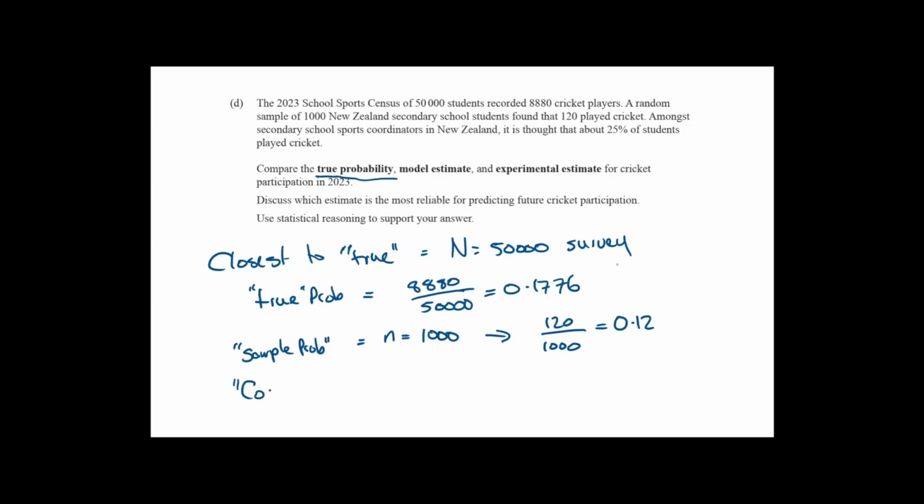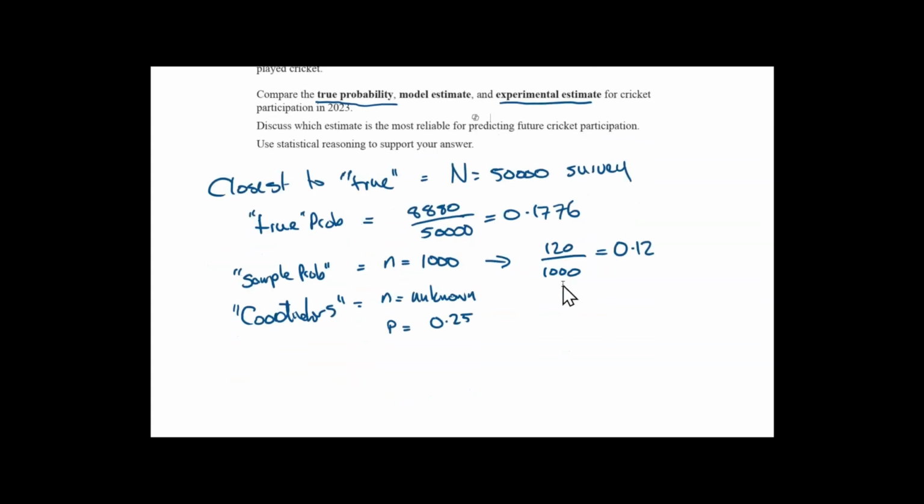And then the coordinators, what the n sample is, unknown, not applicable, and the probability there is stated as 0.25, which is a lot bigger, more than twice the sample and about 40% greater than the true probability. So this is the experimental estimate. Okay, so discuss which estimate is the most reliable and why.